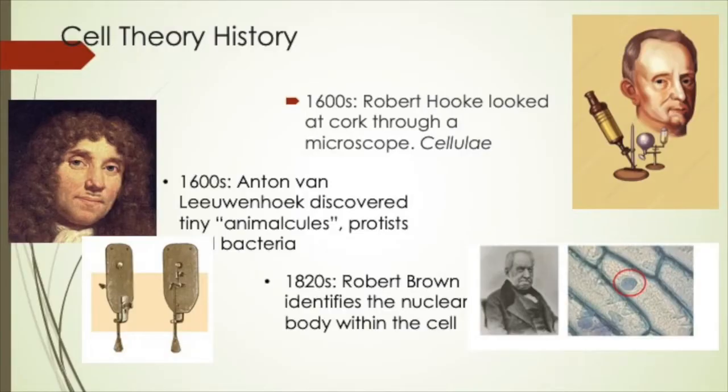So how do we discover what cells are? First of all, these are kind of the people that discovered how cells came about. So first, Robert Hooke looked through a cork with a microscope. He called them cellulae. This is his microscope. It was kind of primitive. He looked at little small holes inside of those corks.